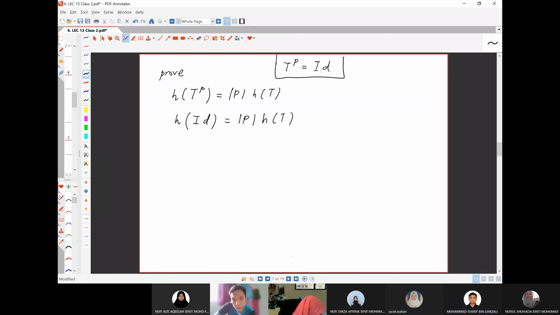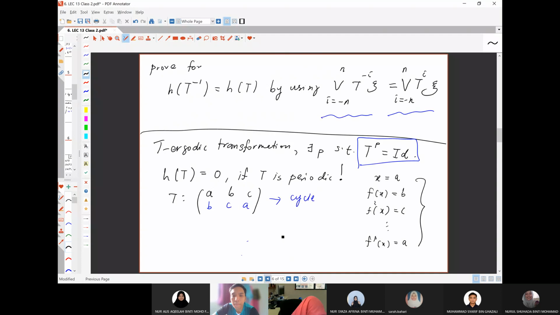Yes. So we know already your entropy of ID is what? Entropy of ID is 0. This is equals to P times the entropy of T. So this implies that your entropy is 0. So you got your entropy 0. Okay? So you have proved this statement.